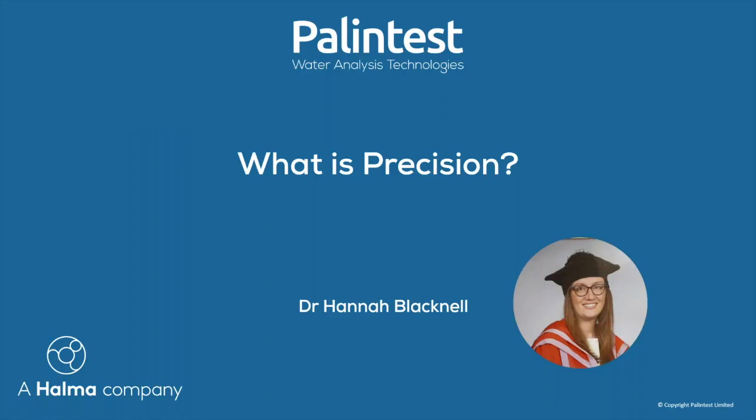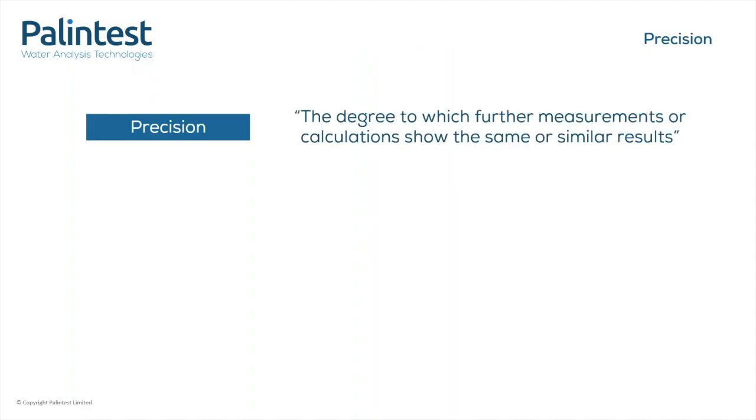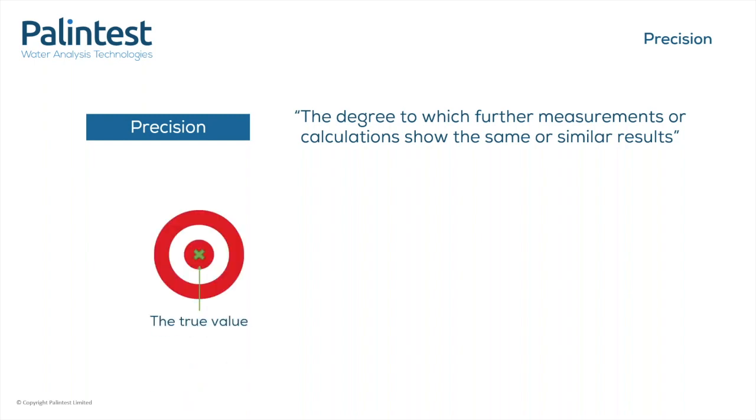Okay, so we've done accuracy. We want to ensure that the data is accurate, but also that it is precise. So the definition of precision is the degree to which further measurements or calculations show the same or similar results. So if we use the target graphic again, here is the true value in the center. Now the precision does not take into account that true value. It simply measures how close the repeat measurements are to each other.